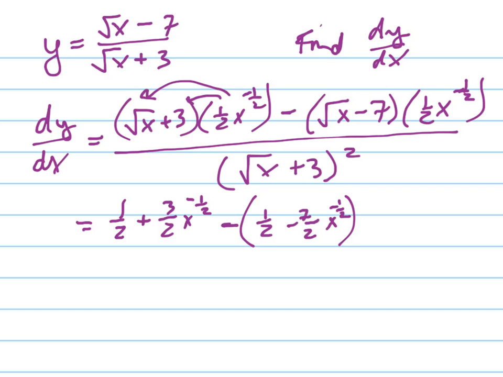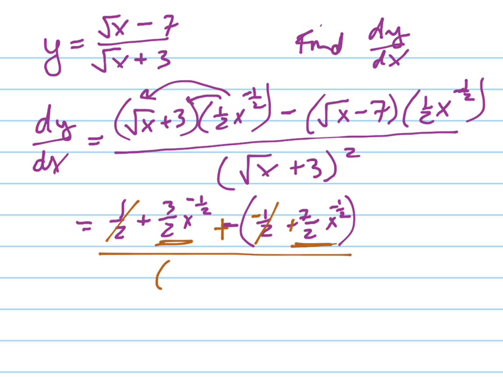Now distribute the negative in. That's a mistake most people make. They forget to distribute the negative correctly. Those cancel. These add together to give you 5. 3/2 plus 7/2 is 10/2, which is 5.